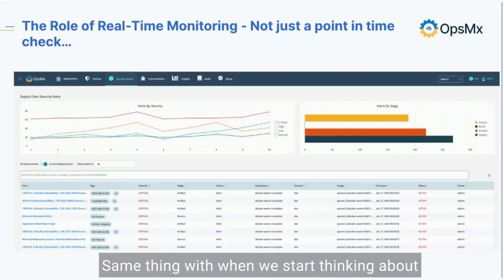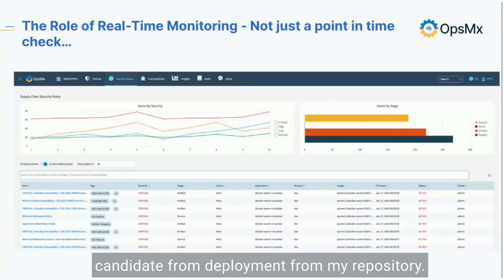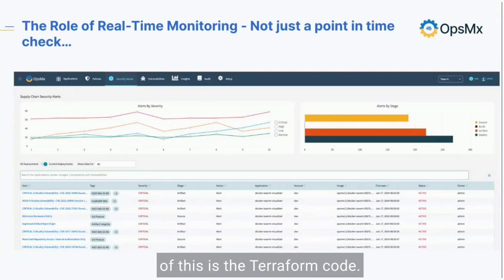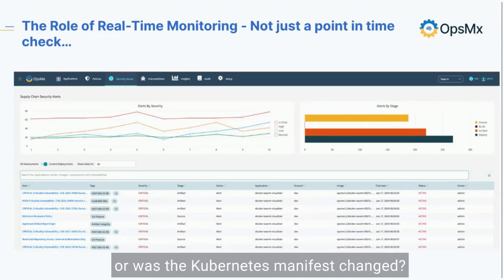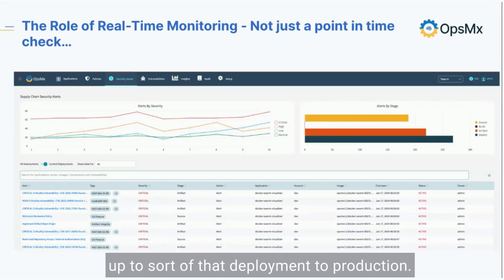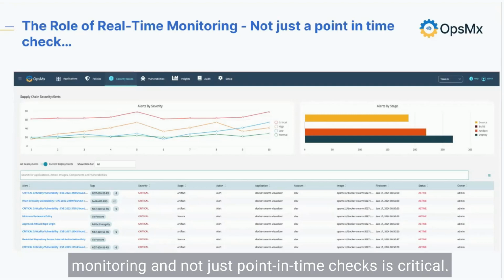Same thing when we start thinking about artifacts, and making sure that we're able to check: is the artifact that was delivered from the build system the same artifact that's a candidate for deployment from my repository? And then lastly, the other dynamic piece of this is the Terraform code. So was the Terraform code changed, or was the Kubernetes manifest changed? All that stuff can happen all the way up to that deployment to production. So getting to a place where you have that continuous monitoring and not just point in time checks is critical.